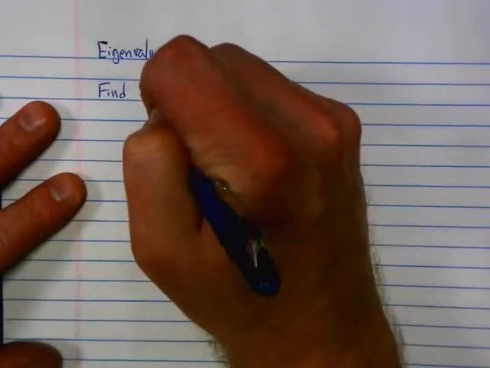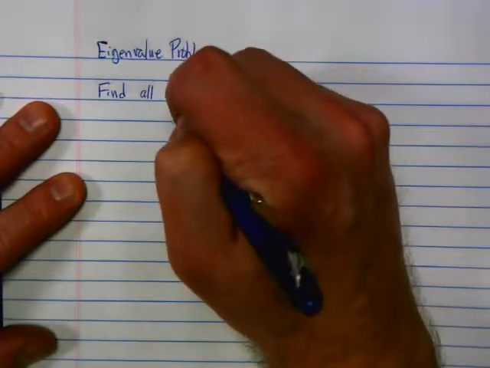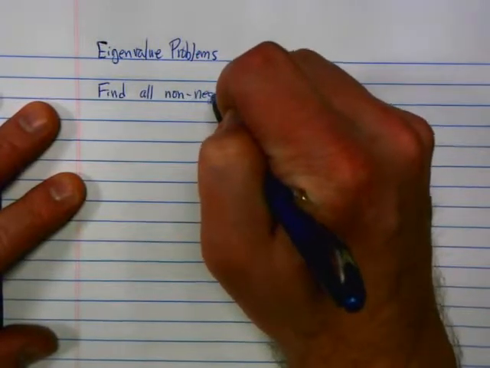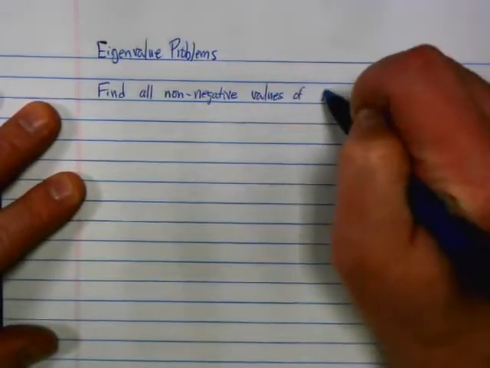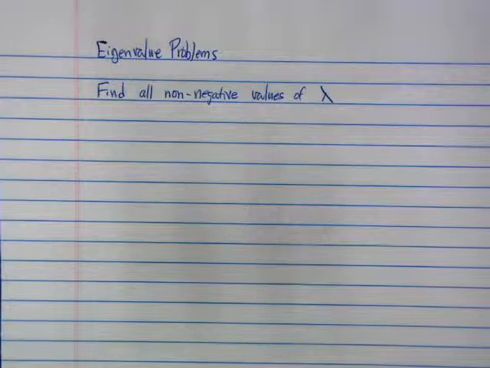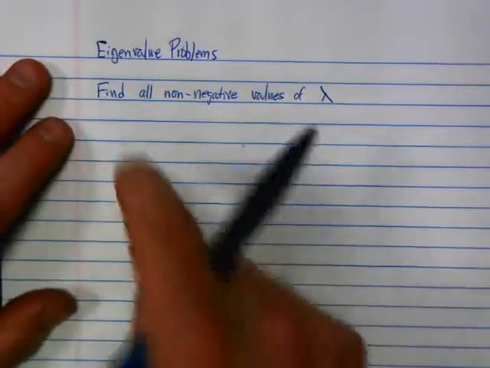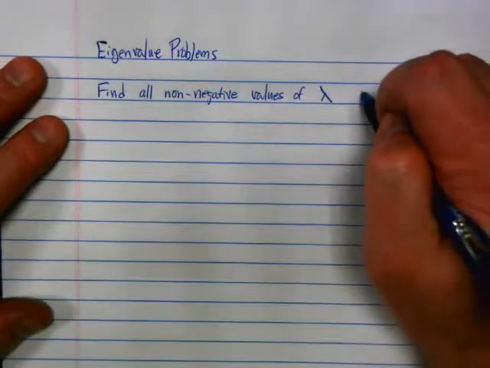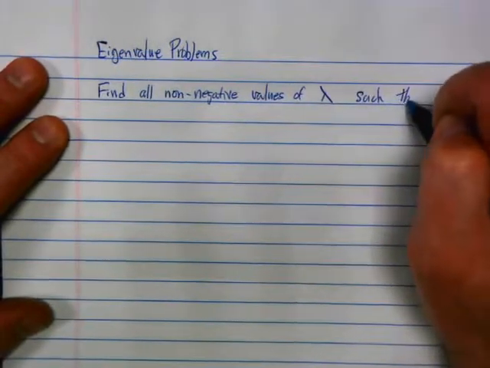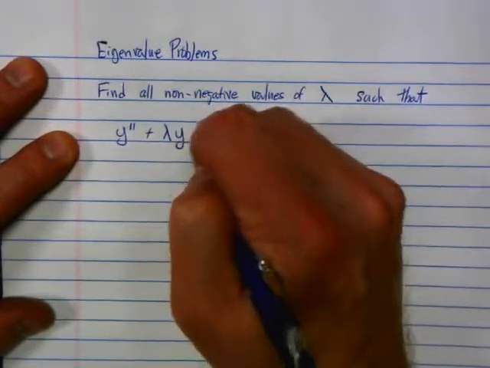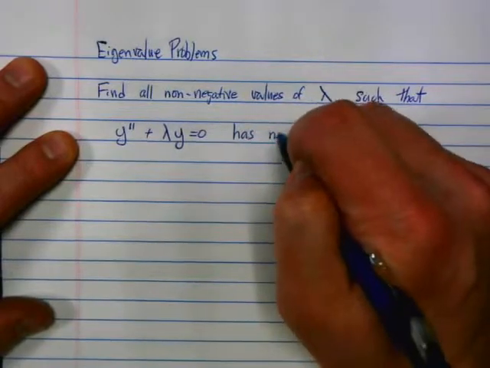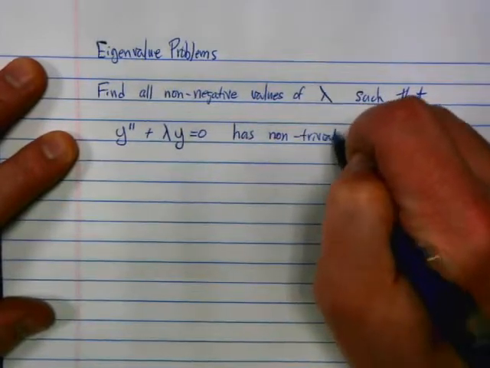Find all non-negative values of, and they typically use that Greek letter. Which Greek letter is that? That's lambda. Find all non-negative values of lambda such that y double prime plus lambda y equals 0 has non-trivial solutions.